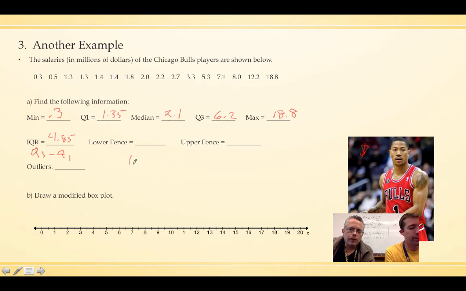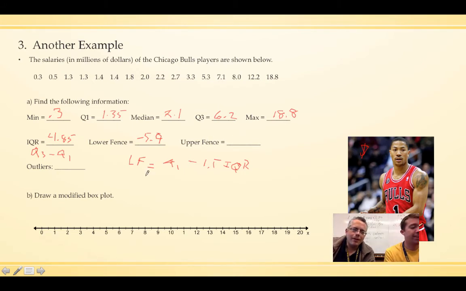And lower fence, I'll try hard to write the formula again. It is Q1 minus 1.5 times the IQR. Okay, what'd you get for that? Negative 5.925. Any values lower than that? I don't think so. I don't think anyone's getting paid a negative amount of money.